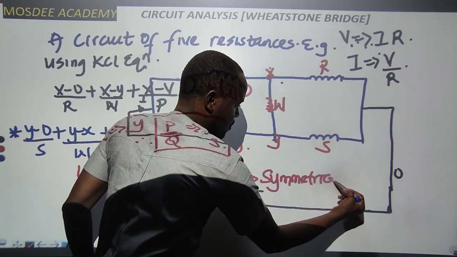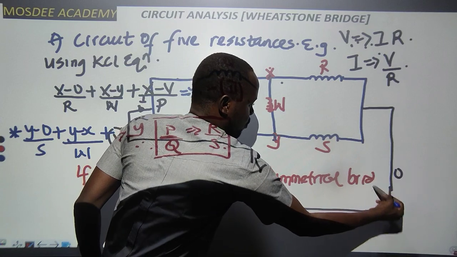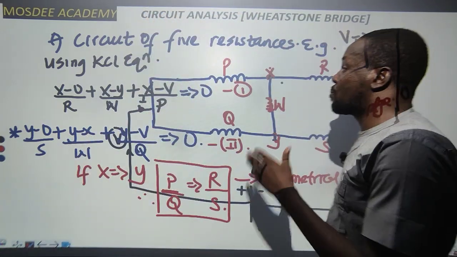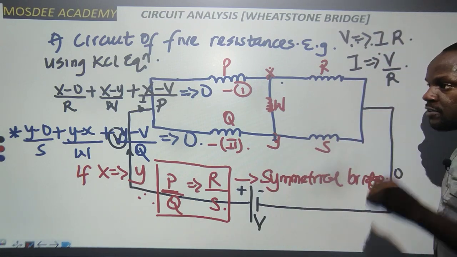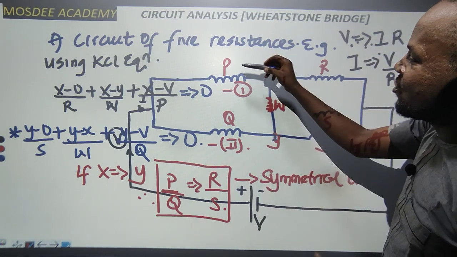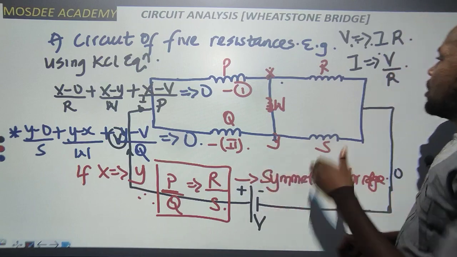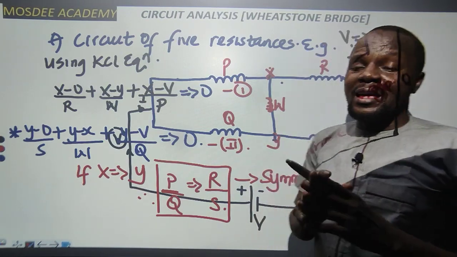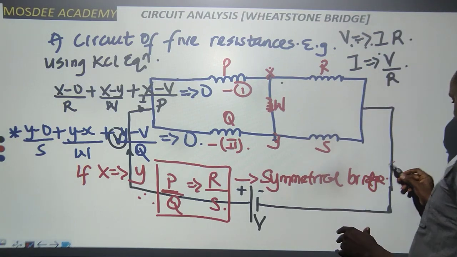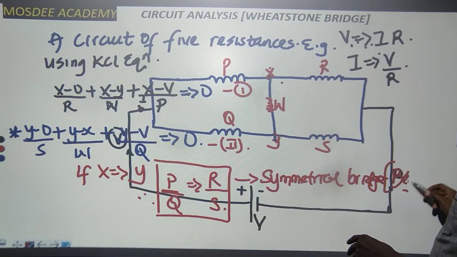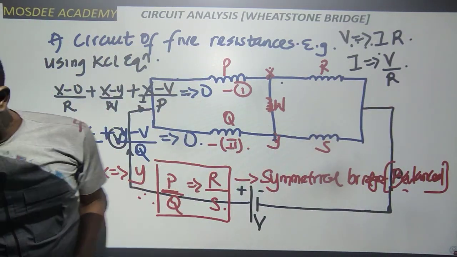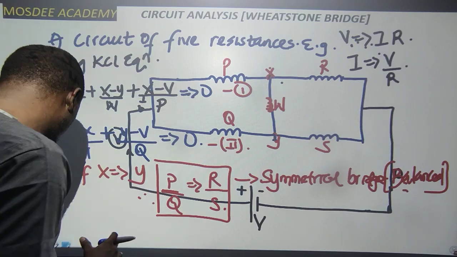Symmetrical wasting bridge. So be careful about that. Whenever you are given a question on wasting bridge and you spot that the ratio of the first loop and that of the second loop are equal, are you getting it now? It is called a balanced wasting bridge. Symmetrical wasting bridge, but it is called balanced. This is the language you give to it. It's called balanced wasting bridge. So we need to be very careful about questions.